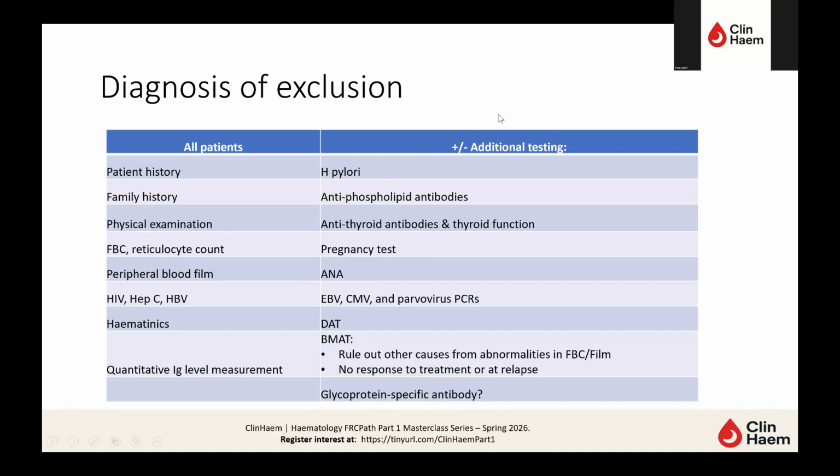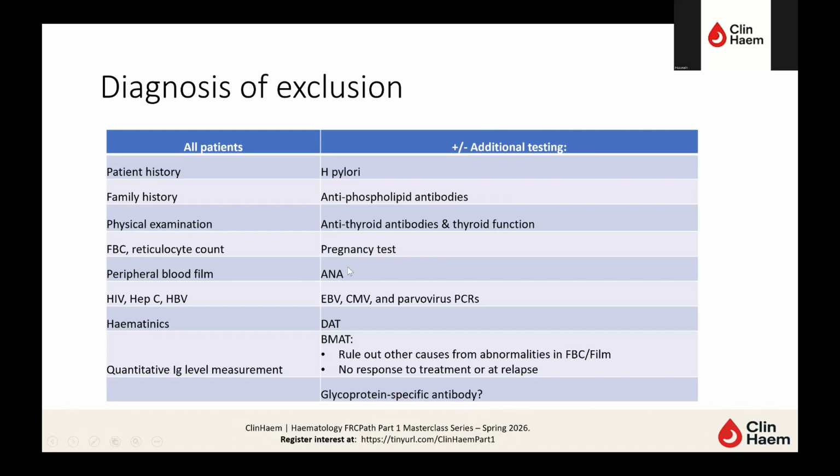If there is suspicion of antiphospholipid antibody syndrome, for example, from SLE causing secondary thrombocytopenia, you look for antiphospholipid antibodies as well. Anti-thyroid antibodies, because ITP is an autoimmune condition and it has been seen in association with many autoimmune problems, especially thyroid problems, and thyroid function on its own as well, because it can cause low platelet count anyway.